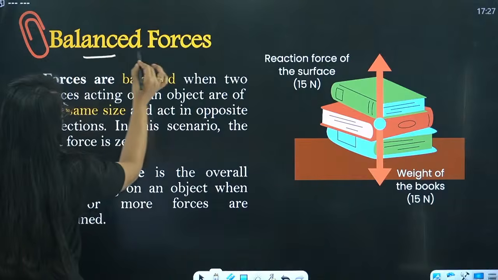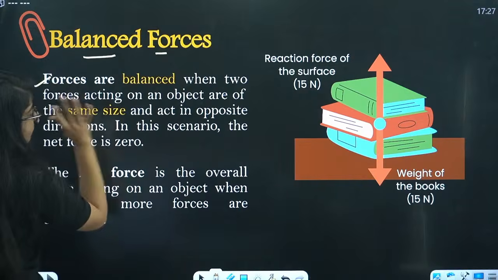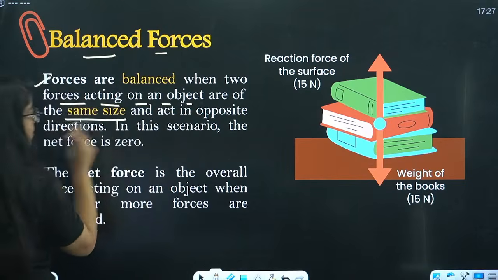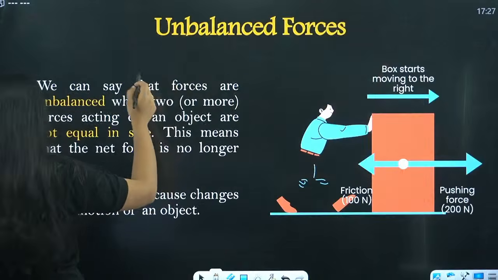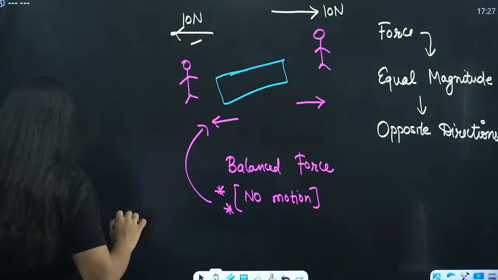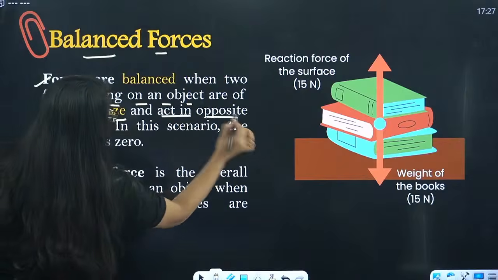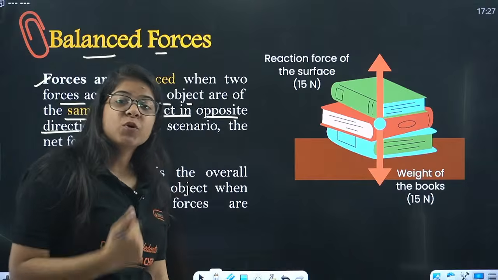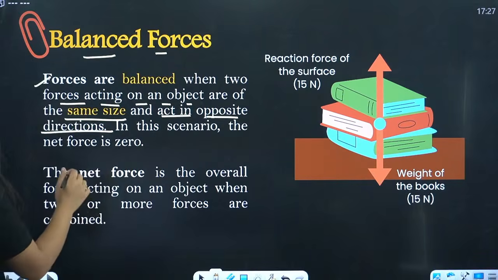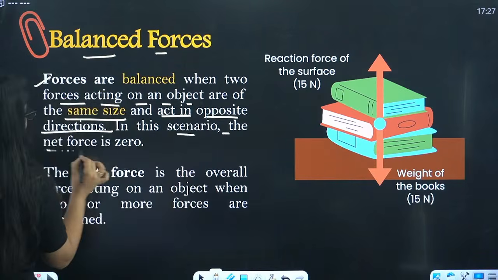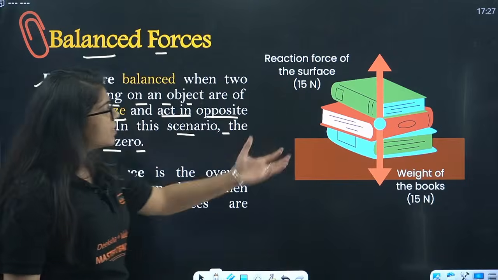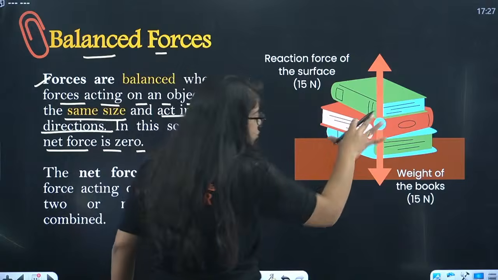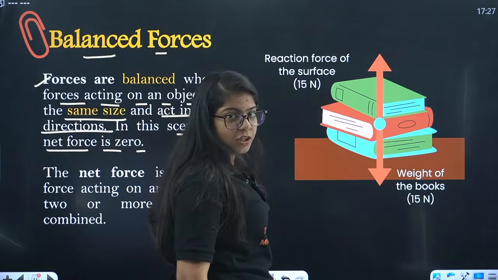Now beta, balanced forces. Forces are balanced when two forces acting on an object are of the same size, 10 Newton, see, and act in opposite directions. So they are basically acting in opposite directions. Understood? In this scenario, the net force is 0. So there are books placed on a table, right? Now beta, these books are not falling down.